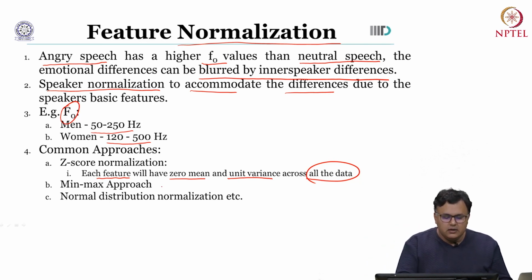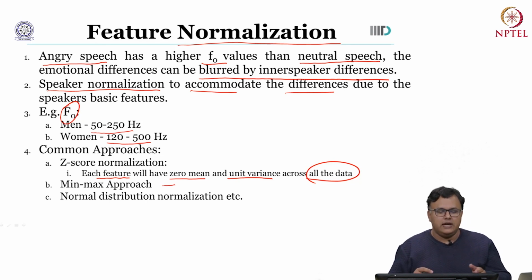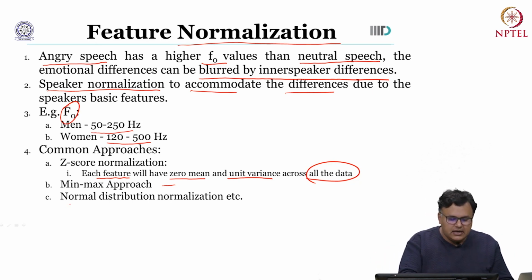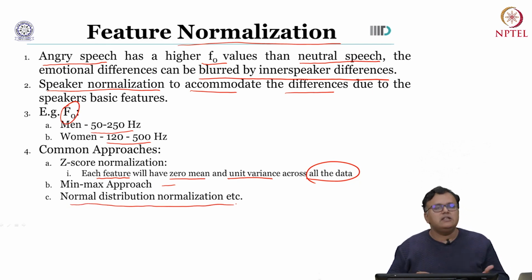Other approaches are the min-max approach. So you set the bound, the minimum and the maximum value across the whole data set, and then you map the features from all the speech data points based on this minimum and maximum. So you're either stretching or squeezing the feature values for a particular data point. Then, friends, others are based on normalization of the distribution. So you would like to have a normal distribution for the feature which you are extracting from speech.